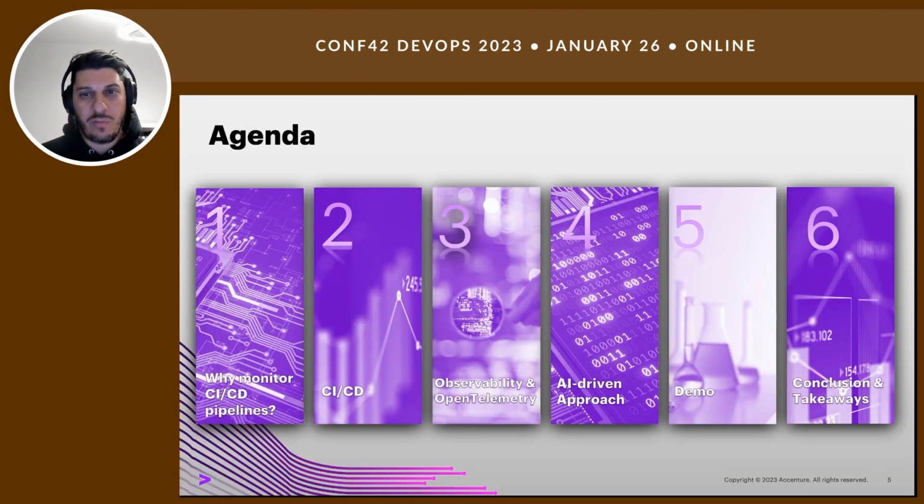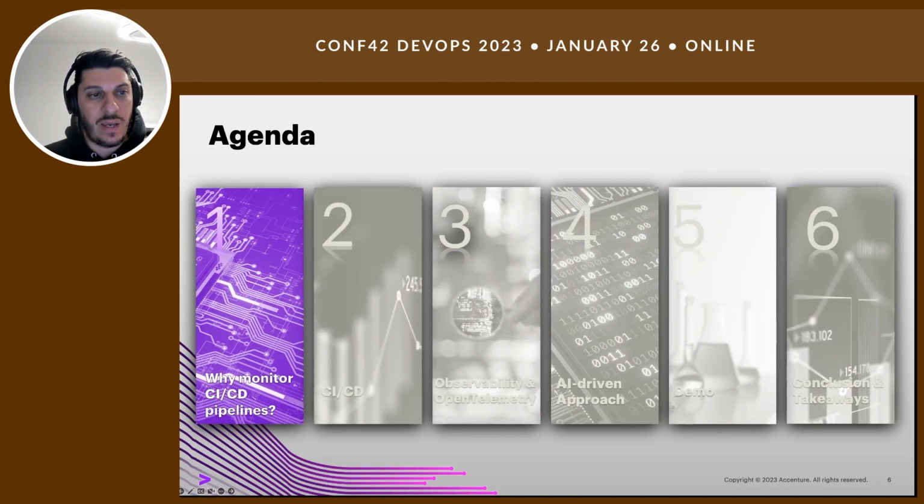Let's have a look at the agenda for today. First, we will have a look at why we need to monitor and observe a CI/CD delivery pipeline. Then we will have a look at the classic continuous delivery pipeline architecture. We will refresh about observability and how to use OpenTelemetry in this case. Then we move to the AI-driven approach. We will explain what we are doing and how we are using AI. We will have a demo, and Michele will go with the conclusion and takeaways. Let's move now on to the first point.